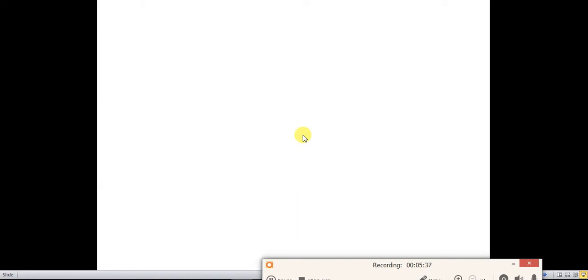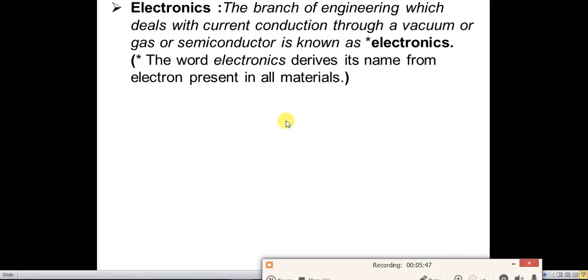Now we will see what is the meaning of electronics. As our course name is Basic Electronics, we must know what is electronics. Electronics is the branch of engineering which deals with current conduction through a vacuum or gas or semiconductors.